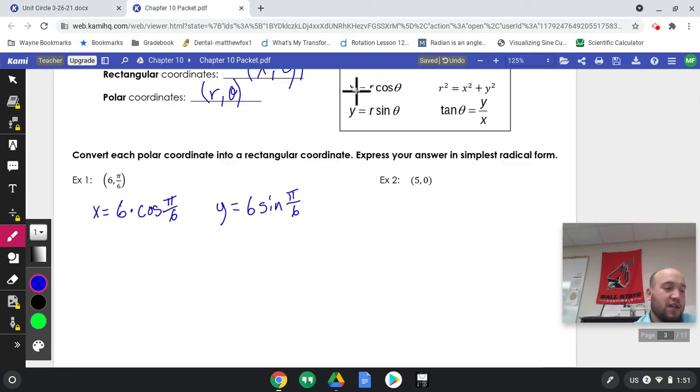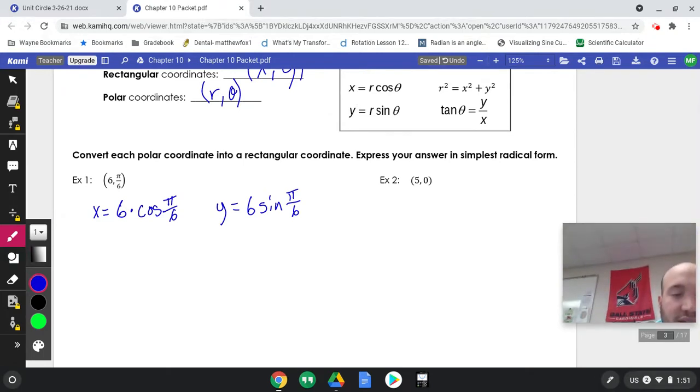So we go back here, and I'm going to rewrite 6 as a fraction, so 6 over 1 times, we said the cosine of pi over 6 was square root of 3 over 2. If we multiply across that, we'll get 6 square root of 3 over 2. If we simplify, we are left with an x value of 3 square root of 3, because that 2 goes into 6 3 times. Okay, we can reduce.